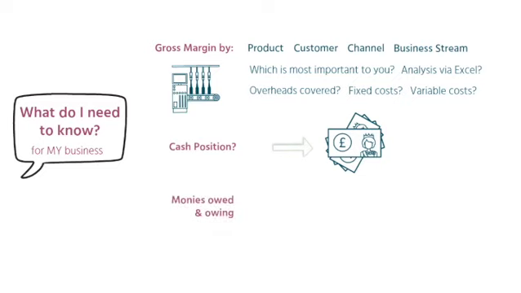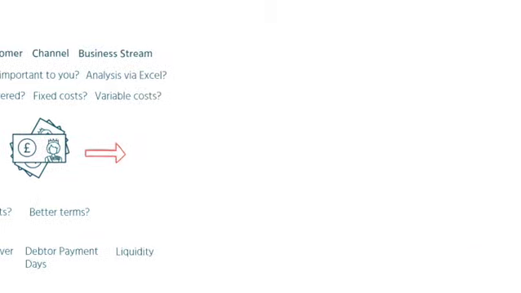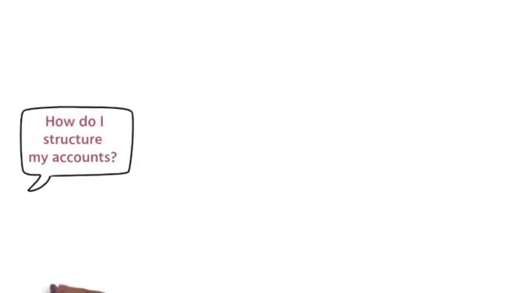What is your information system telling you about your cash position? Key to all of this will be monies owed and monies owing in the short to medium term. Are you making best use of your systems to identify pinch points and potentially negotiate better terms? There are many other financial KPIs you might need to consider, depending on your own business needs. Examples of these could be stock turnover, debtor payment days, and liquidity, which is linked to cash flow, which looks at the ability to keep trading. All of these and more can be measured from data in your accounts package.